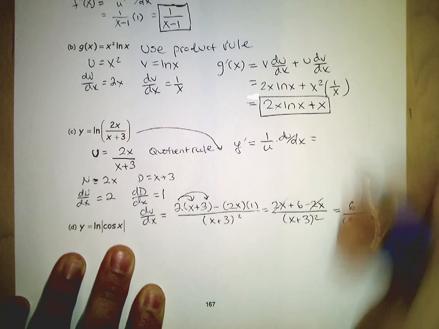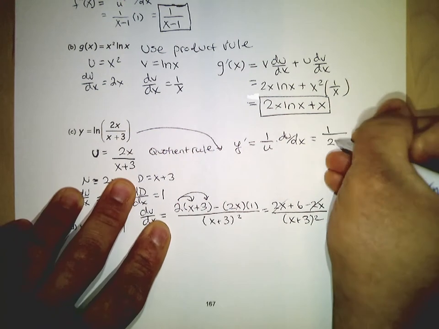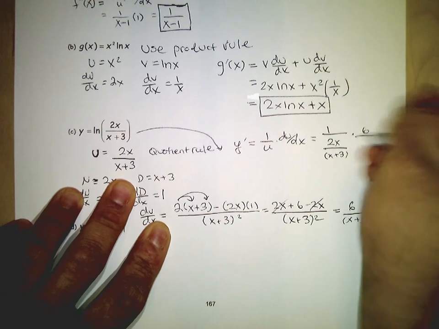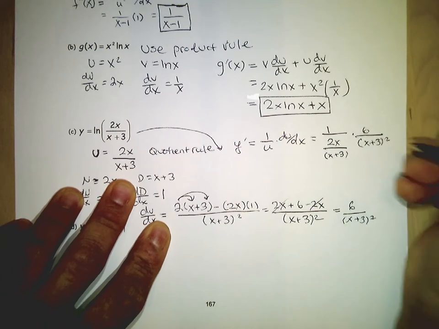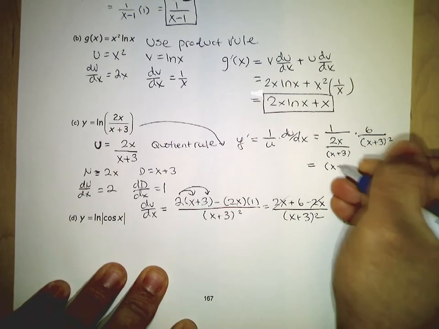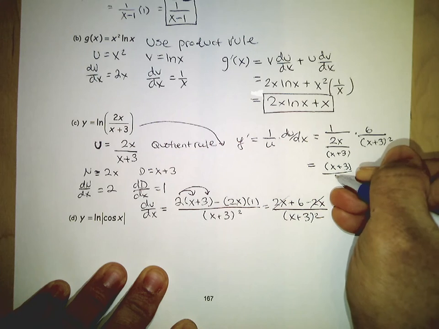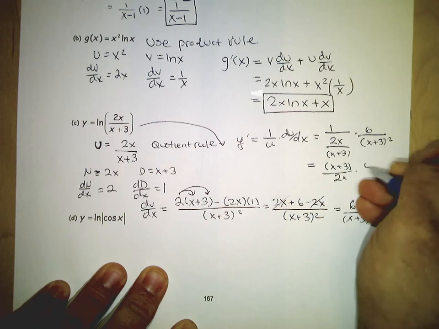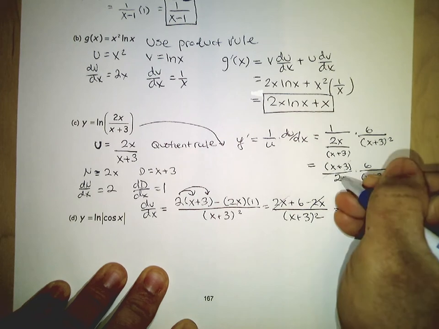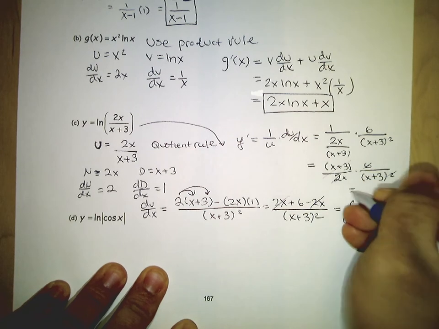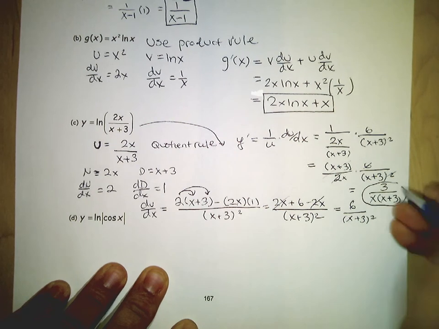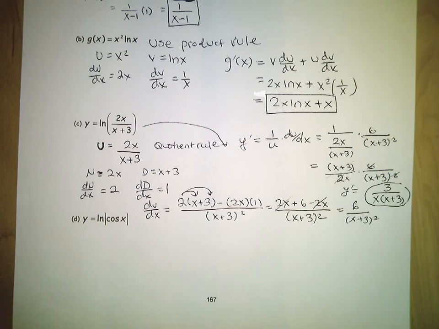So 1 over u will be 1 over 2x over x plus 3 times du/dx, 6 over x plus 3 squared. And then I multiply by the reciprocal here. So I have x plus 3 over 2x times 6 over x plus 3 squared. X plus 3 divides out, a 2 divides out, so I'm left with 3 over x times x plus 3 as the derivative, which is y prime in this case.